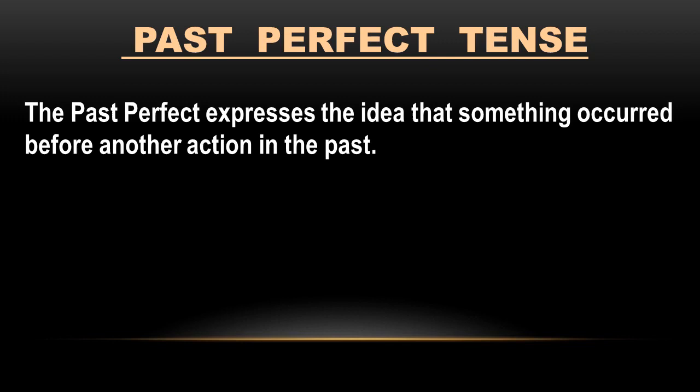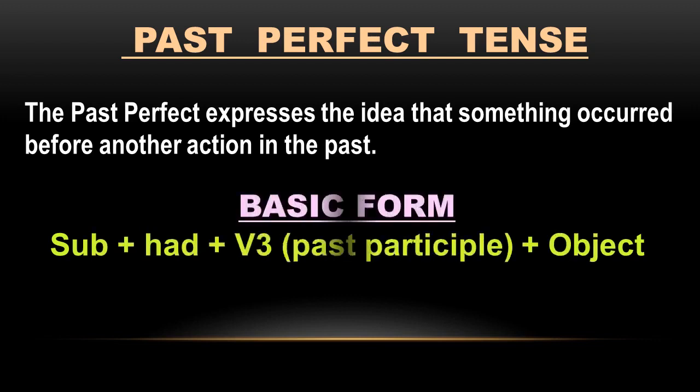Past perfect tense expresses the idea that something occurred before another action in the past. That means this tense is used to describe an action which had been completed before another action began. Its basic form is subject plus had plus third form, that is past participle form of the verb, plus object.